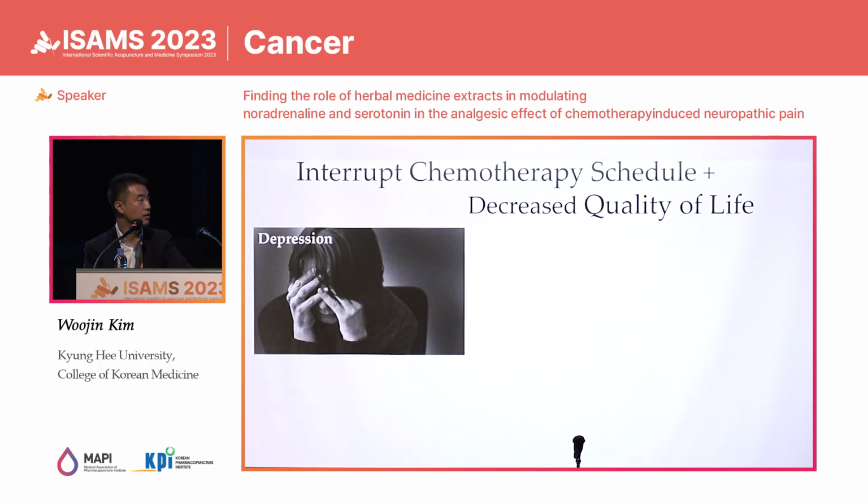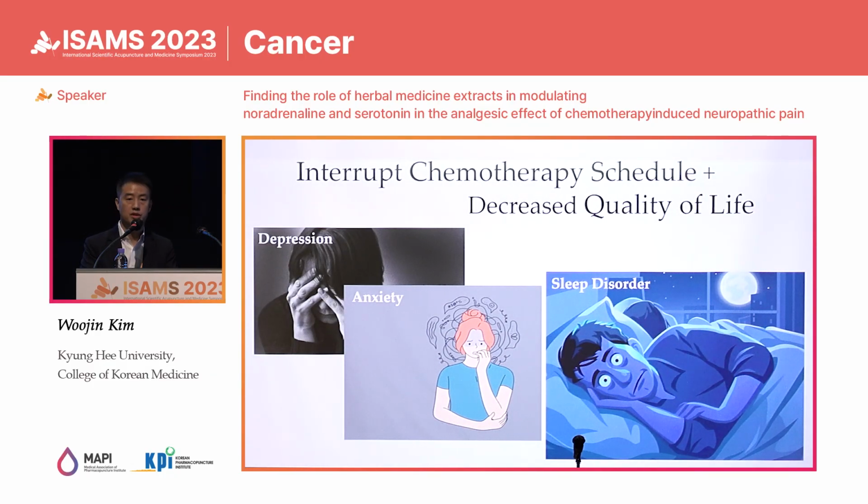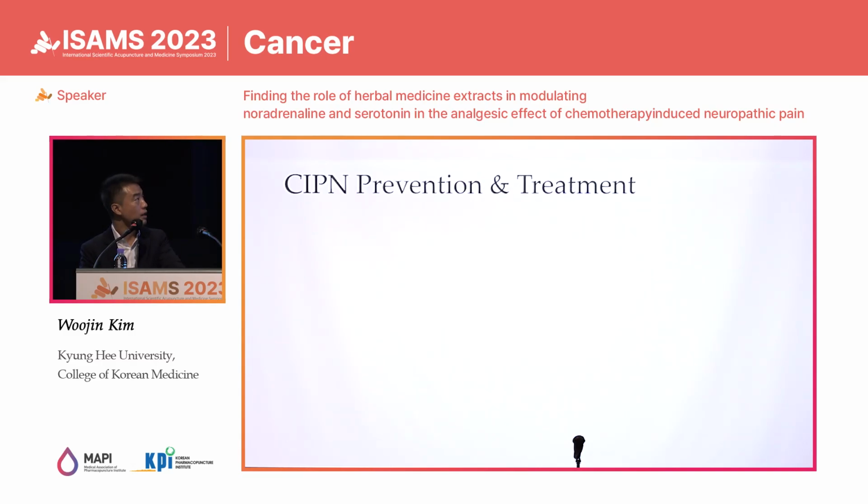And you can see that with the patient, they already have cancer, and plus with the chemotherapy treatment, they can have the CIPN. They have more depression, more anxiety, and sleep disorders. So these are the factors that decrease the quality of life. So the treatment of chemotherapy-induced neuropathic pain is really important.